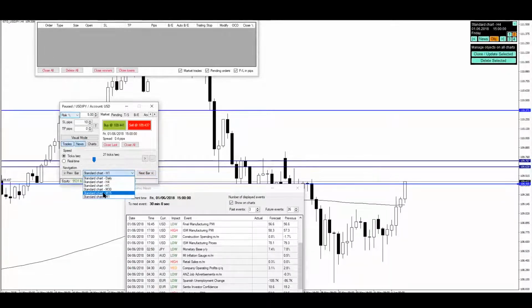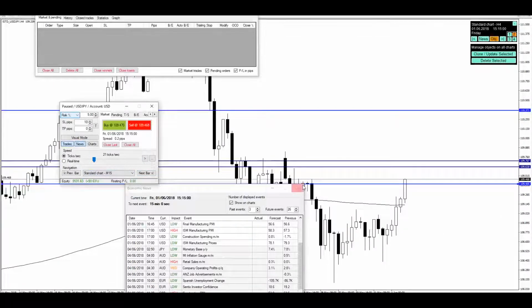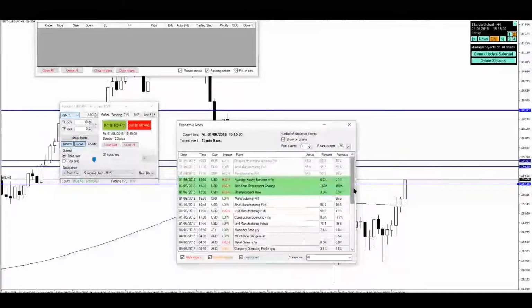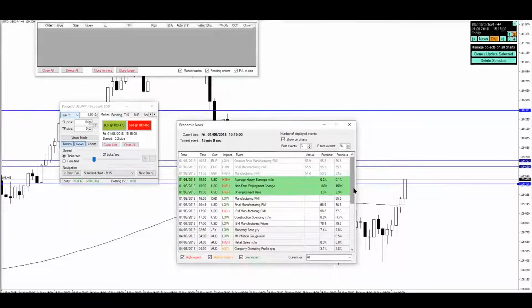$15, okay, let's go to, okay, now let's take a look at this. Let's take a look at what they're expecting first. They're expecting good numbers.